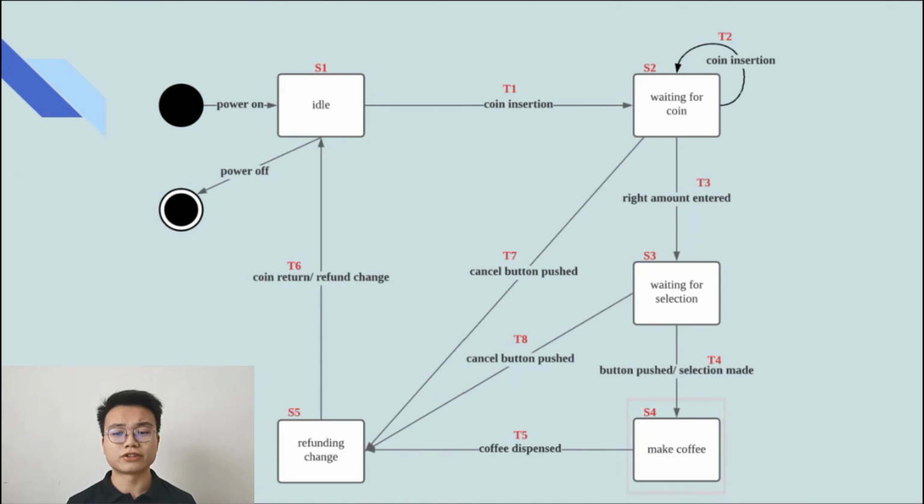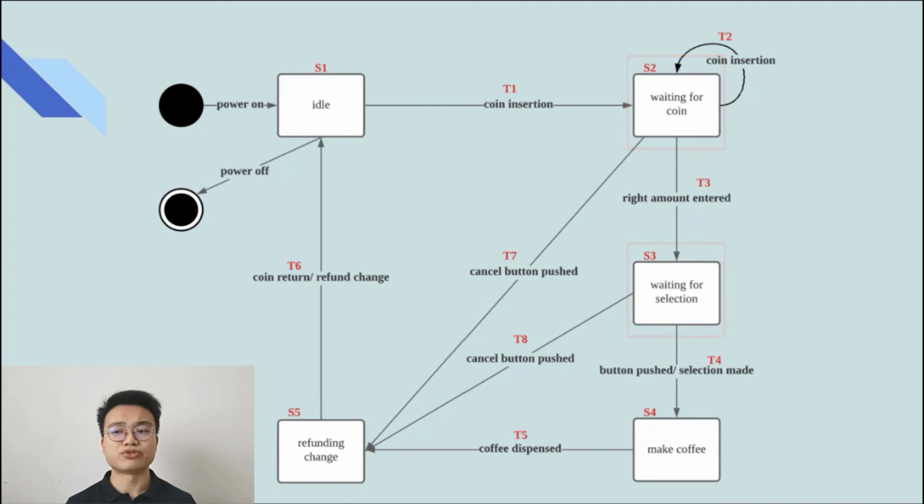In S4, the coffee vending machine now makes the coffee from the selection that the customers have just made. Then we draw a transition line labeled T5, stating that the coffee has been dispensed by the coffee vending machine. The coffee vending machine now moves to state 5, labeled S5, where it will refund the change, if there is any, to the customers.